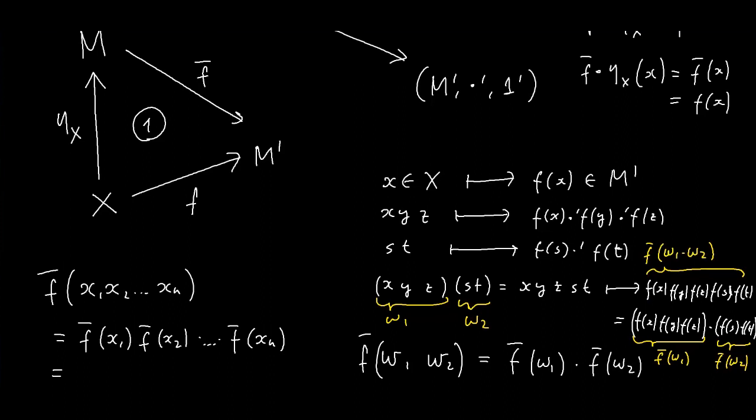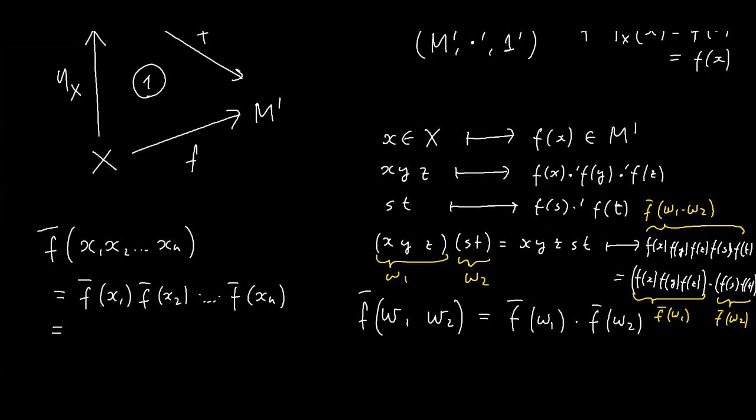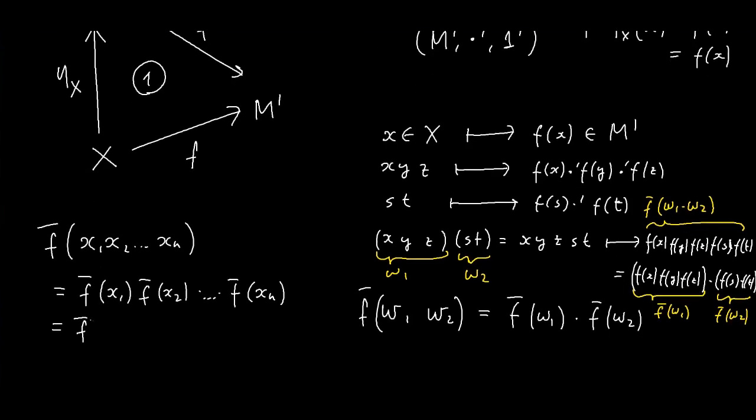Well, so what is xi as a single letter word? Xi as a single letter word is nothing other than eta x applied to xi. Do you agree with that? Yeah. So we can rewrite each of the x's this way.